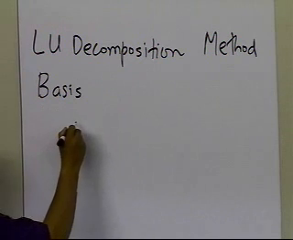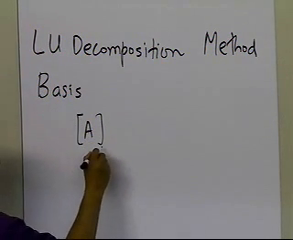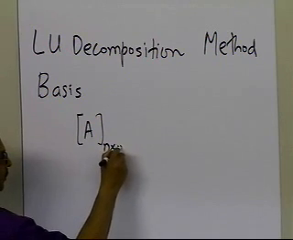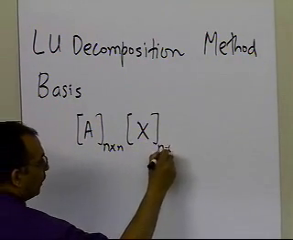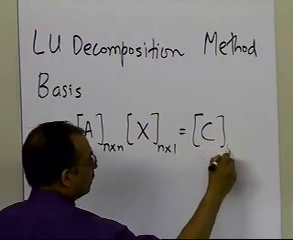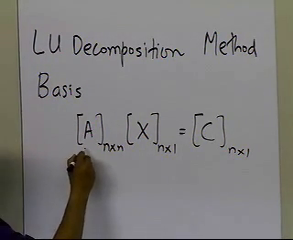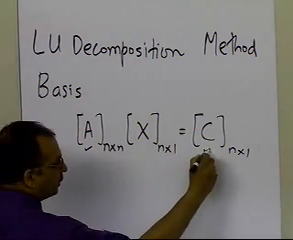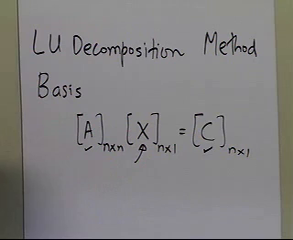When you're given a set of equations, let's suppose n equations in n unknowns, you'll have the coefficient matrix A, which will be an n by n matrix. Then you have your solution vector, or unknown vector, X, equal to C, which is the right-hand side vector. We are given the coefficient matrix A and the right-hand side vector C, and we want to find the solution vector X.